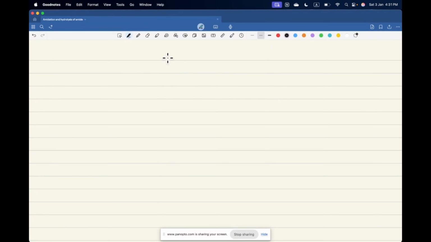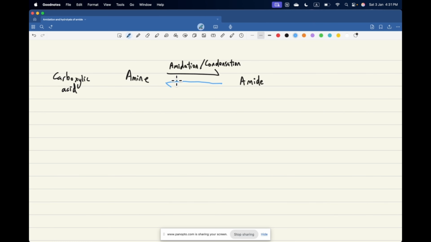Hi everyone. So today I want to talk about the conversion of amine to amide through a process called amidation, also known as condensation, to form amide. And we need carboxylate as our reagent, whereas the amide can be broken down into amine through a process called hydrolysis.